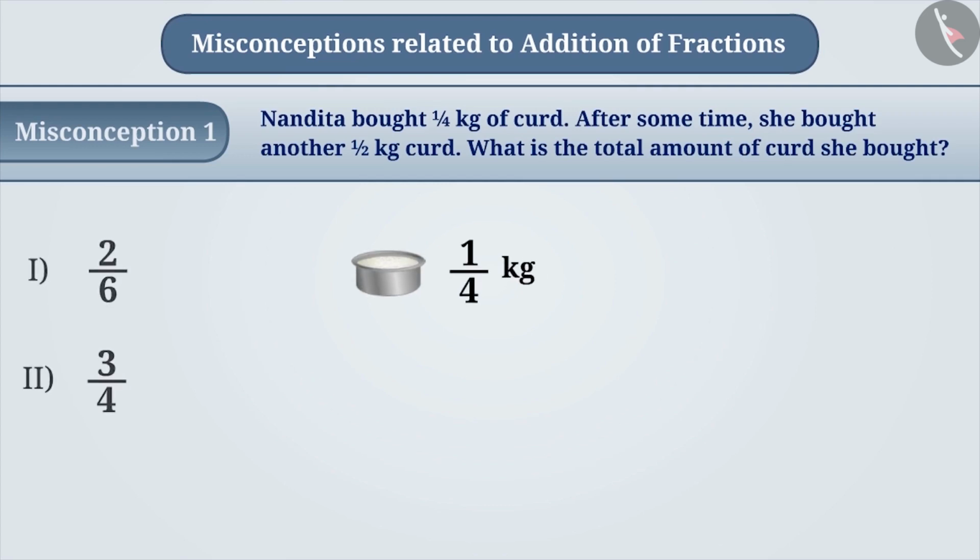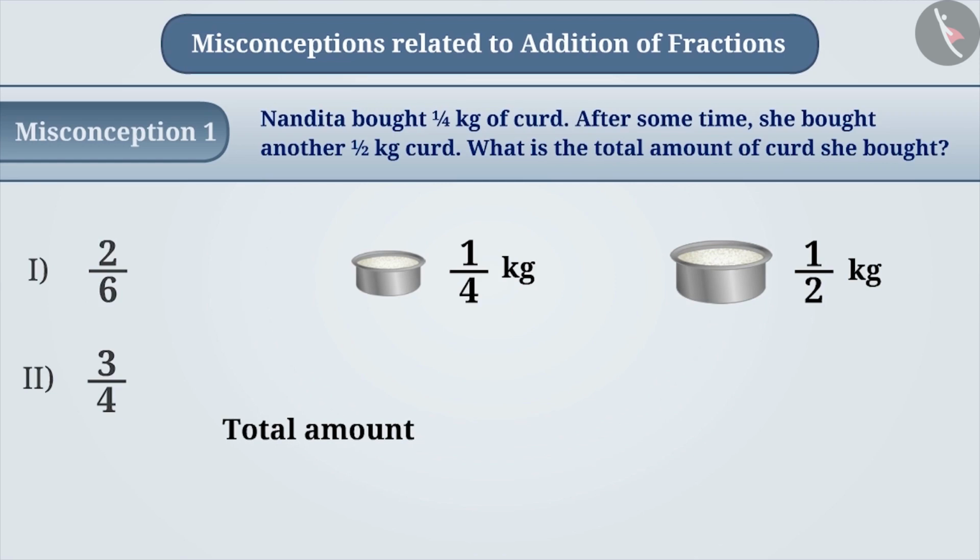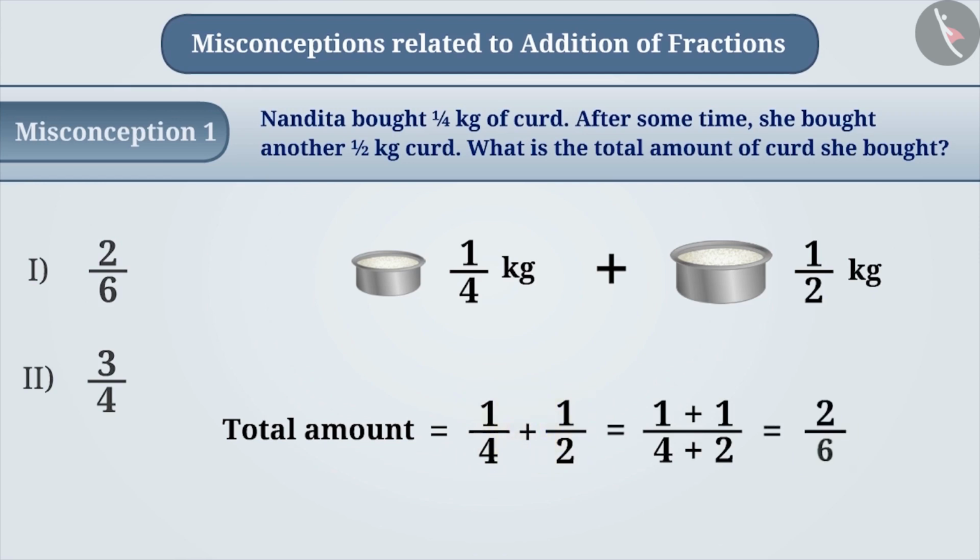Nandita bought 1 by 4 kg of curd and later she bought 1 by 2 kg of curd. To find the total amount of curd, we have to add 1 by 4 and 1 by 2. Sometimes addition of fractions is not understood properly. While adding them, the numerators and denominators are added separately. Therefore, the addition of 1 by 4 and 1 by 2 is written as 2 by 6. This is an incorrect understanding. Let us find out the correct solution to this.